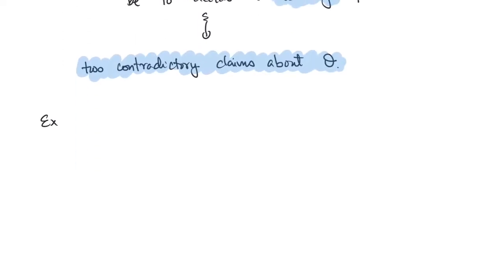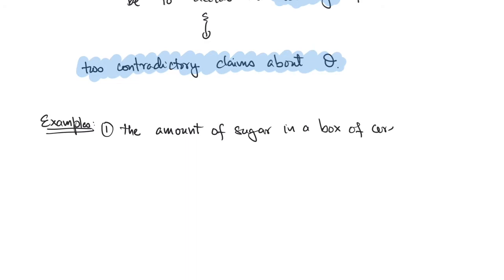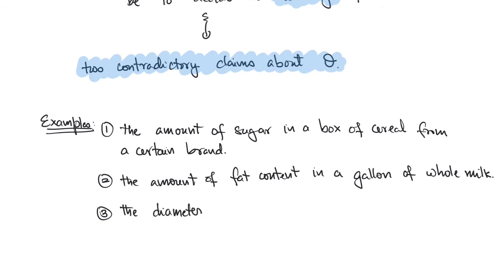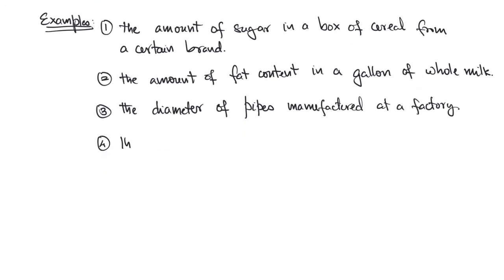For example, suppose we want to check the validity about a claim that a company makes about the amount of sugar in a box of cereal that it is selling. Or we want to check the amount of fat content in a gallon of whole milk. Or we might be interested in testing the diameters of pipes that are manufactured at a particular factory. And finally, in the context of clinical trials, we might be interested in knowing the efficacy of a certain drug.